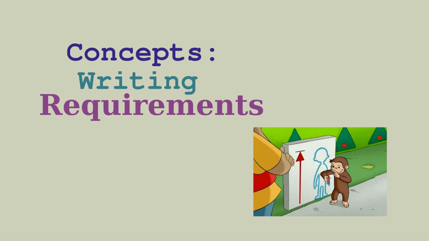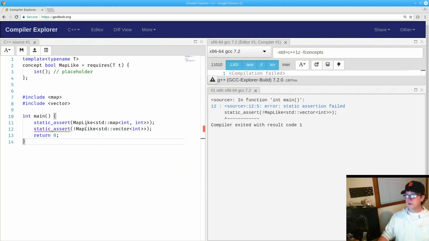Hello world, let's take a look at what you can put in a requires clause. First thing I'm going to do is create a test program that is going to define a concept. I'm going to call it map-like, and I ultimately want it to distinguish that yes, this thing looks like a map, or no, this thing does not. So it should be true on map and false on vector.